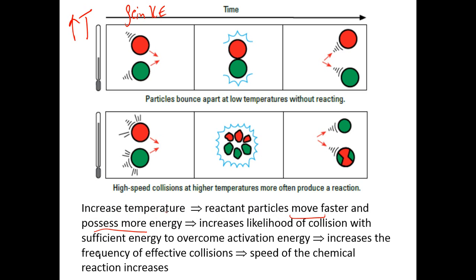This means that because they move faster, they are more likely to collide. And when they collide, because they have more energy now, there's a higher chance of them having enough energy to overcome activation energy. So as a result of this, it increases the frequency of effective collision, and the speed of the chemical reaction will increase. Simple?